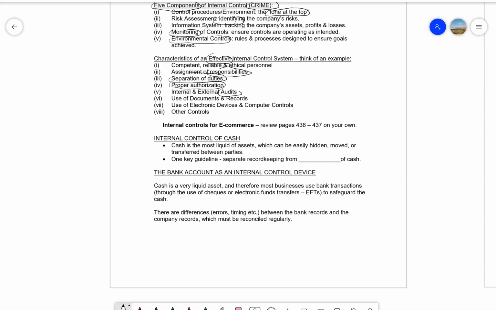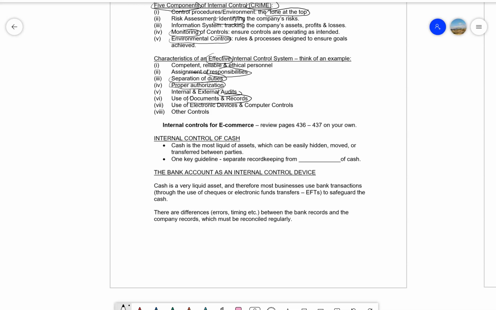The sixth item is using documents and records. And what that relates to is making sure that a company has a proper paper trail. So for example, if the company is reporting $1 million of sales, they want to make sure that they have all the documentation and records to support that $1 million of sales.